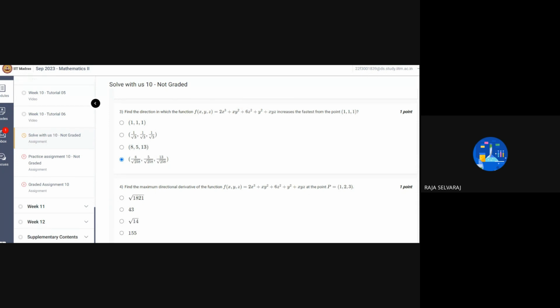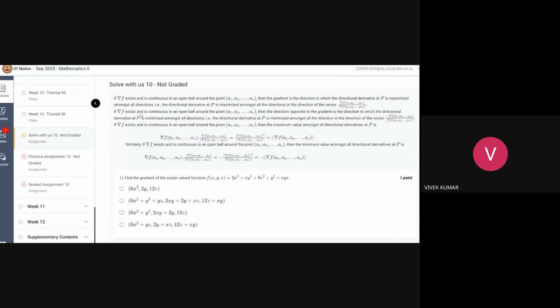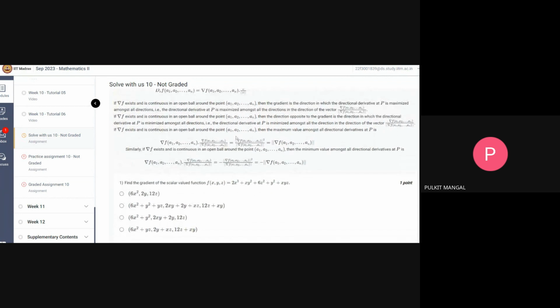That is one thing here. We get the direction, it may be a direction vector. Yes, for the direction they are taking the unit vector.